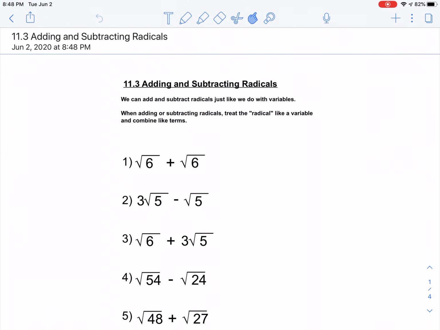Okay, everyone, this is it. Last math lesson of the year. 11.3, adding and subtracting radicals.